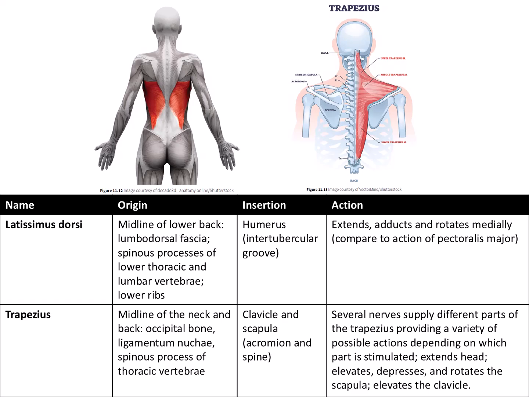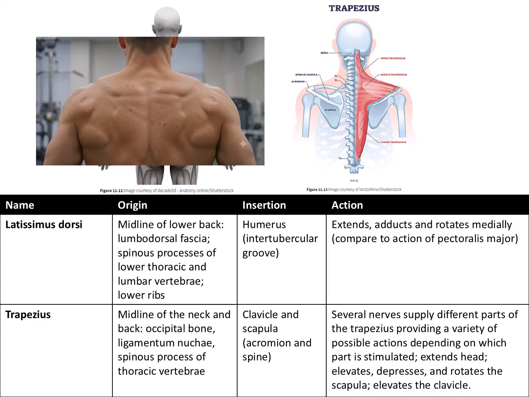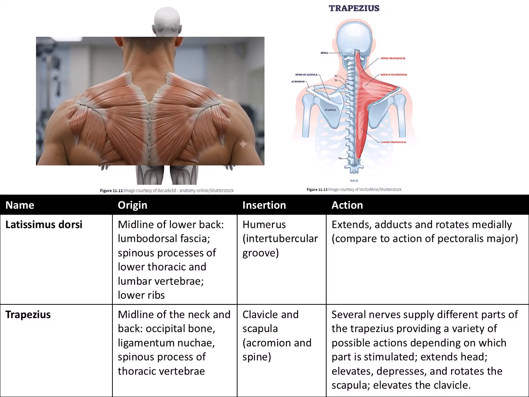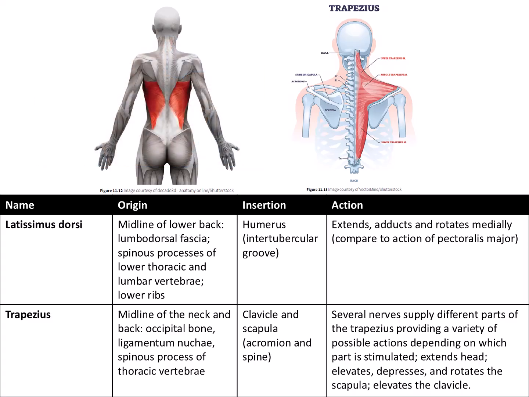There are several nerves that supply this very large muscle. Depending on which nerves are activated, there are a variety of actions this muscle can perform. Contraction will extend the head, elevate or depress the scapula, rotate the scapula, and elevate the clavicle. When you extend your head, shrug your shoulders, depress your shoulders, and move the scapula to the midline of the body, you are using various portions of this muscle.